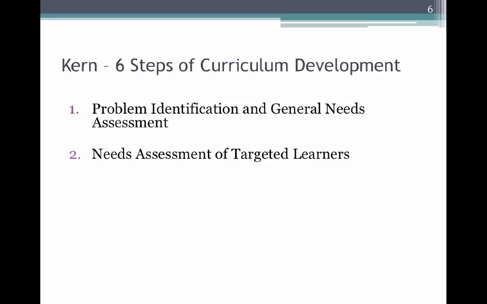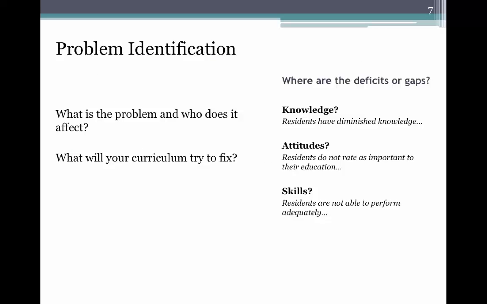The majority of the webinar today will cover Kern Steps 1 and 2, Problem Identification and General Needs Assessment, and Needs Assessment of Targeted Learners. The remaining 4 steps will be covered in upcoming webinars in the series. The first step in Kern is Problem Identification and General Needs Assessment.